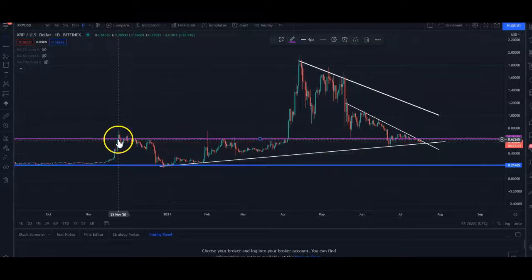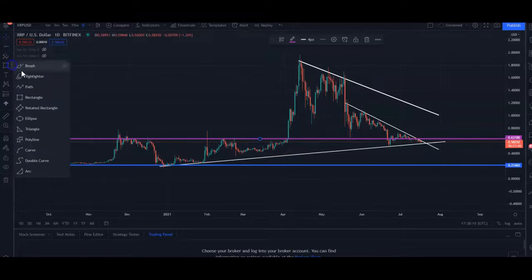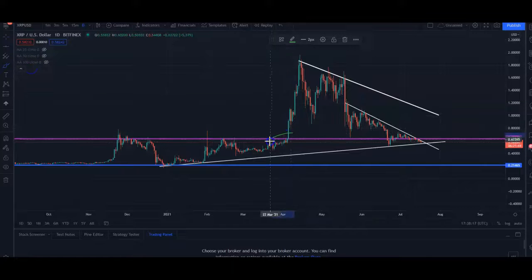We have price right here, numerous times, rejected from this zone. See it? Price got rejected, rejected, rejected, and then boom. Let me just mark this up so I can show you guys. Right here, this big bullish engulfing candle.